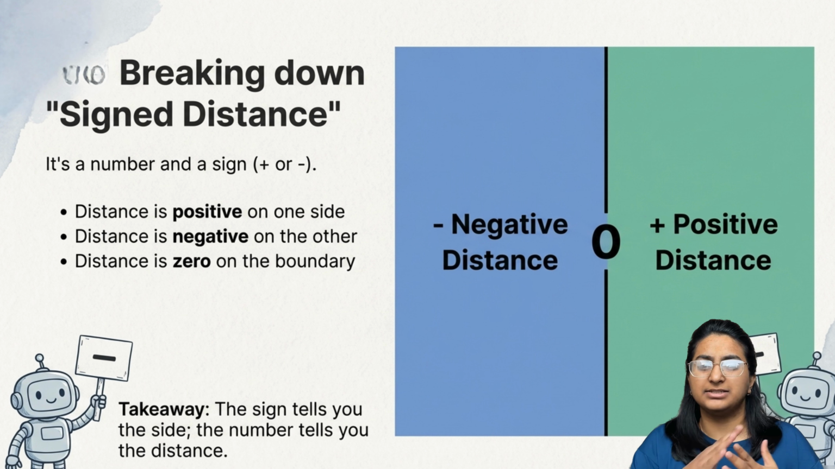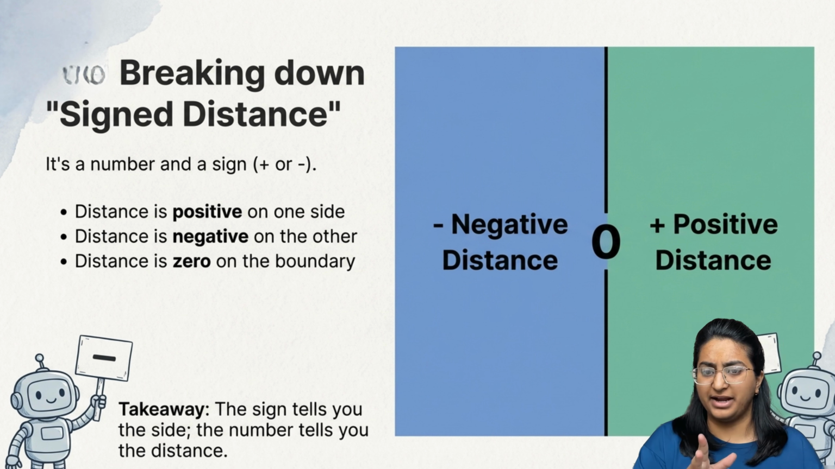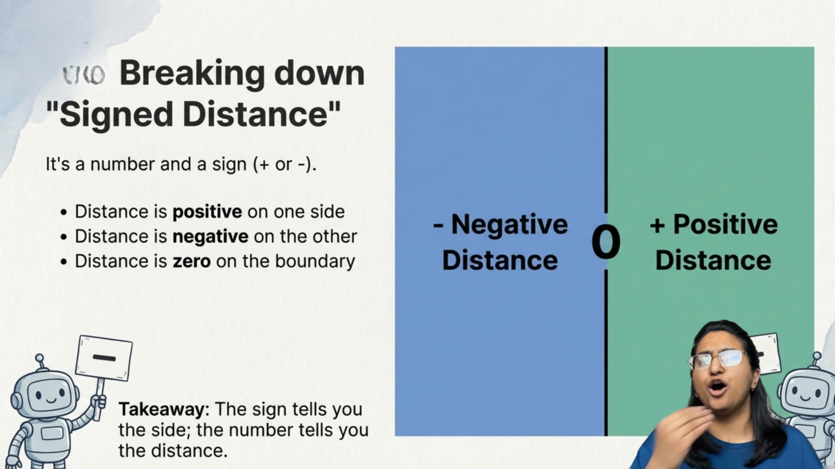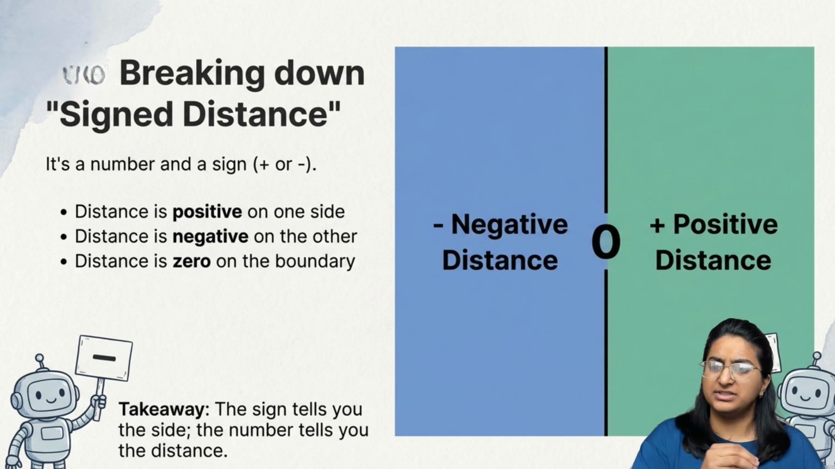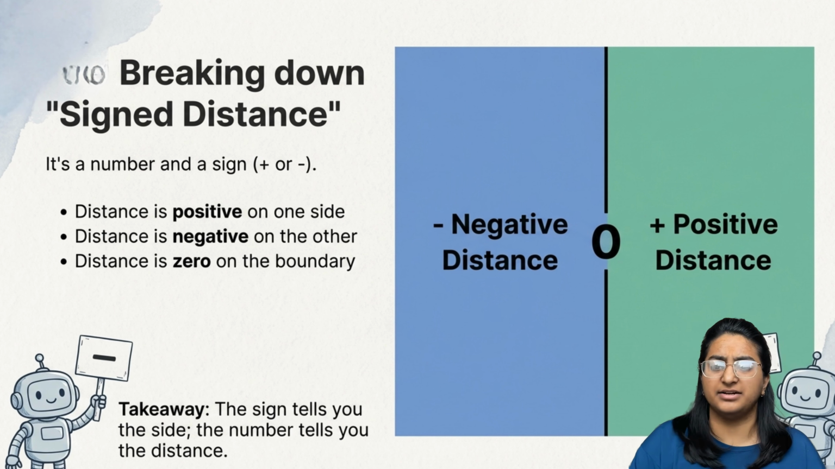Let's make signed distance super simple. It has two parts: first, a sign, plus or minus; second, a number, how far. If you are on one side, distance is positive. If you are on the other side, distance is negative.